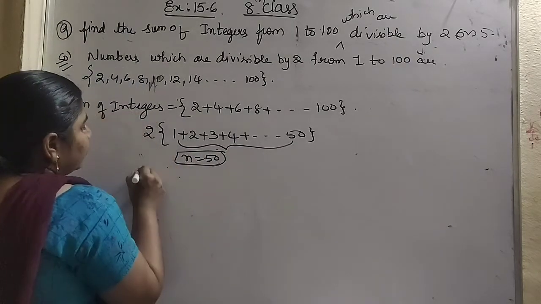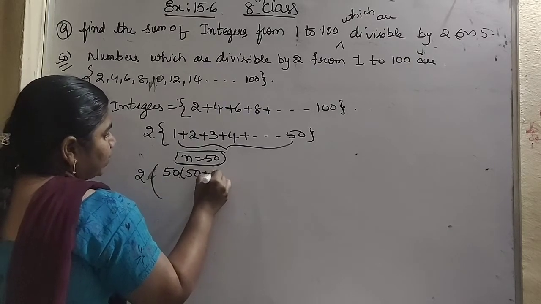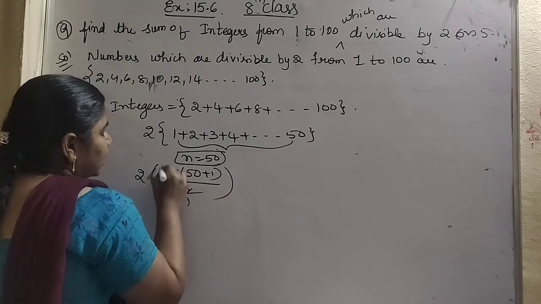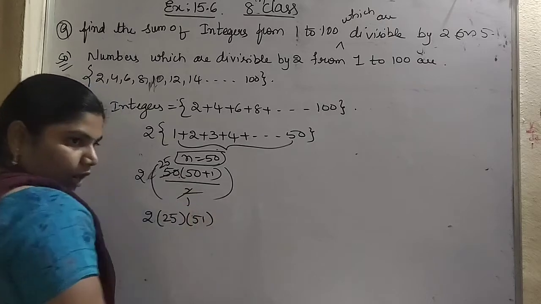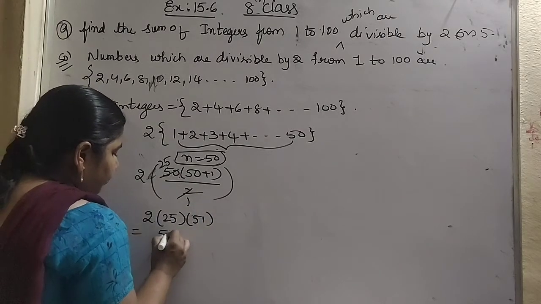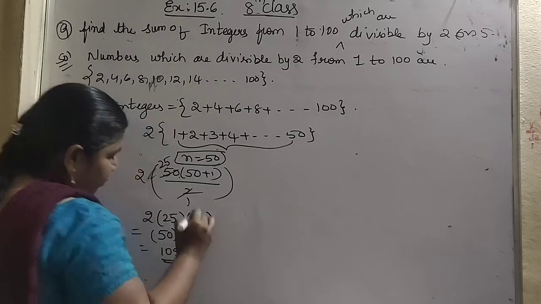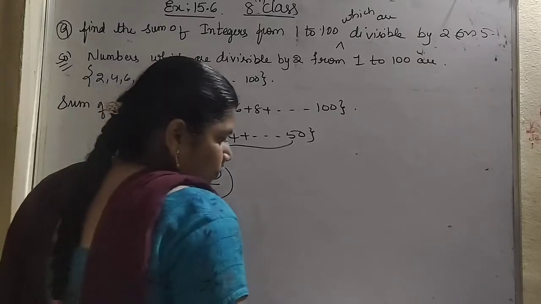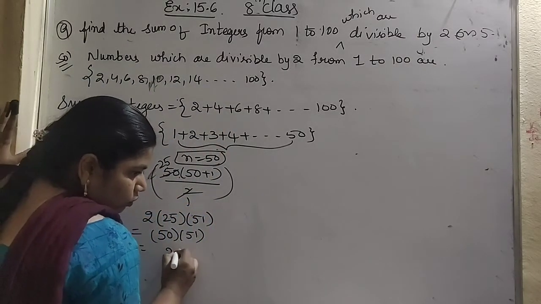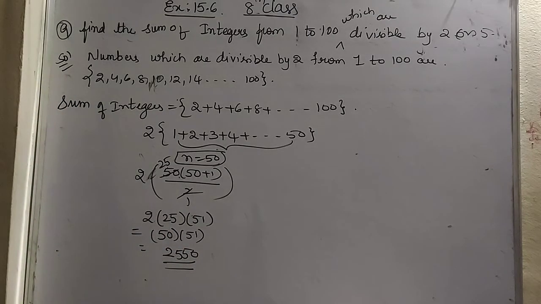So now apply the formula. 2 into 50 into 50 plus 1 by 2. 2 ones are 2, 2 25s are 50. So 2 into 25 into 51, that is 50 into 51. 50 into 51 will be equal to 2550. So this is our sum, equal to 2550.